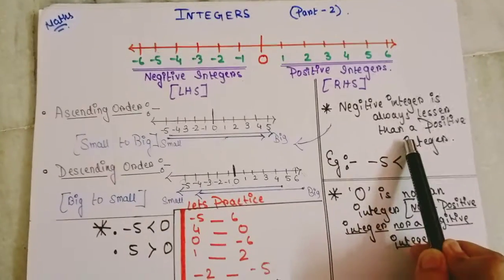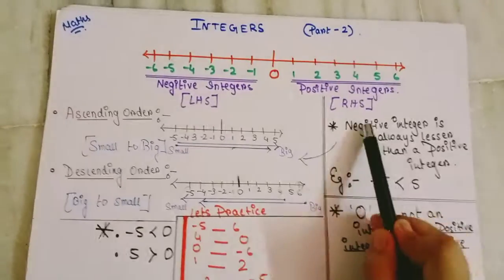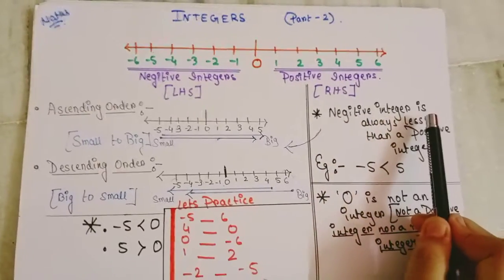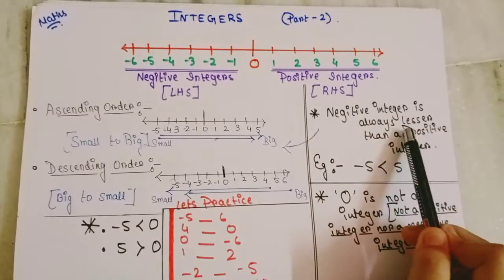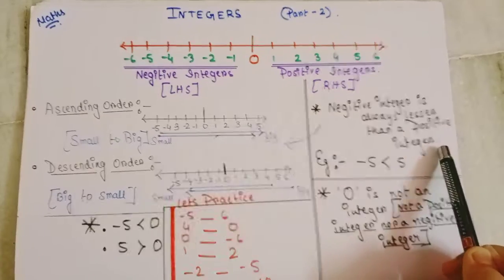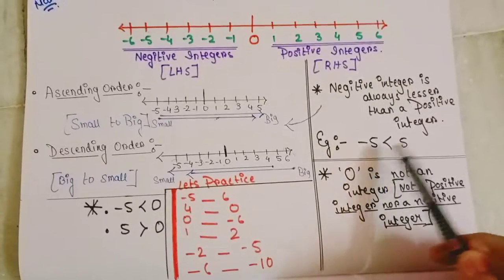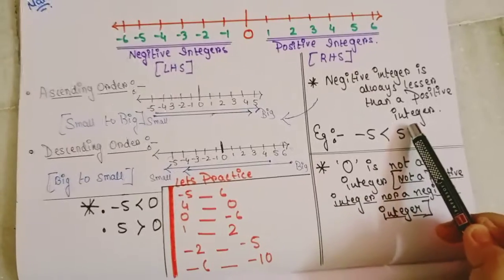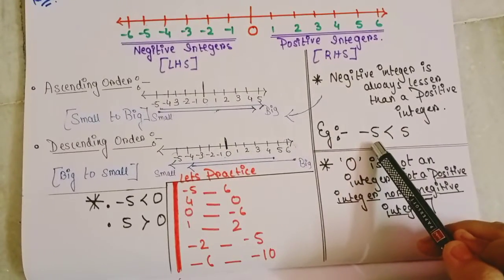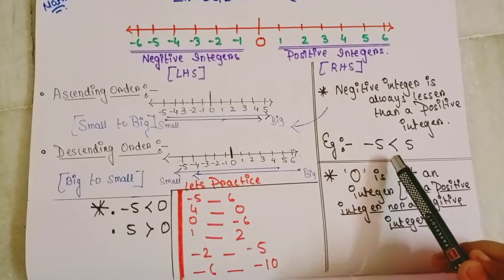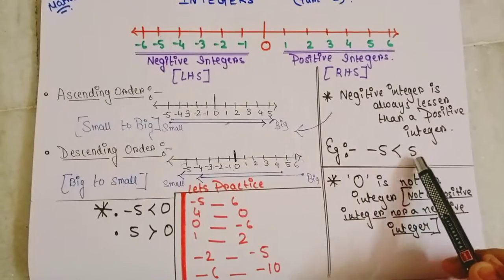Today we are going to learn some theories. A negative integer is always lesser than a positive integer. Example: -5 is a negative integer and +5 is a positive integer. So -5 is always smaller than +5.